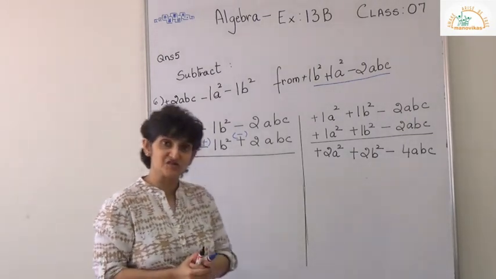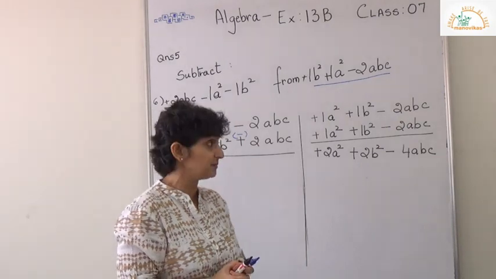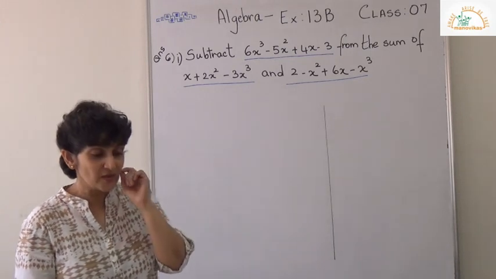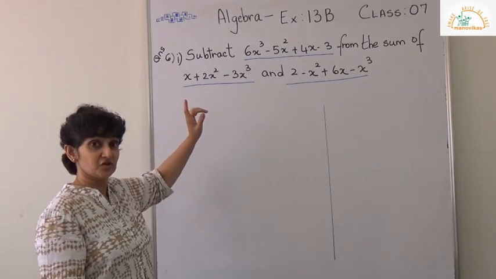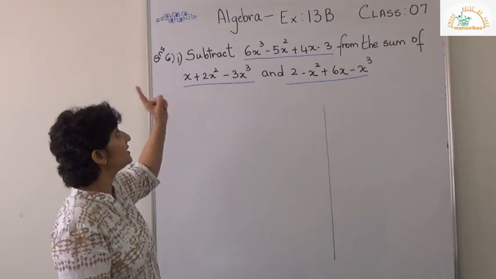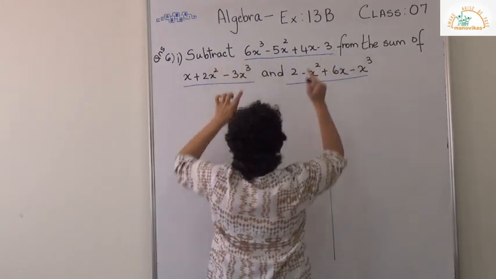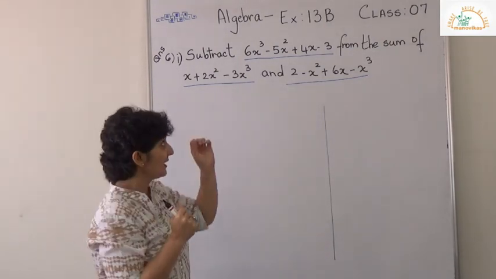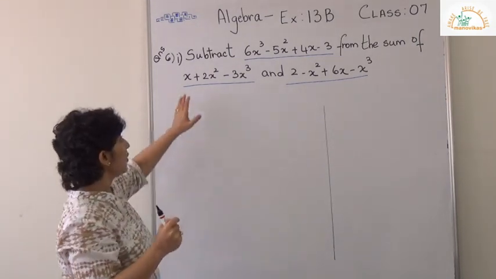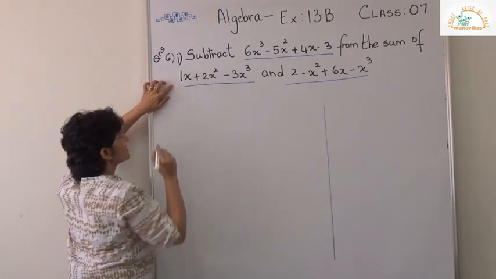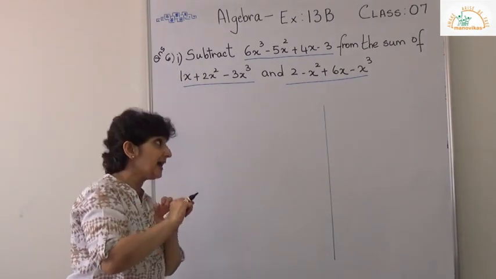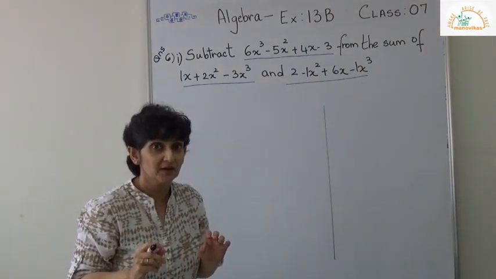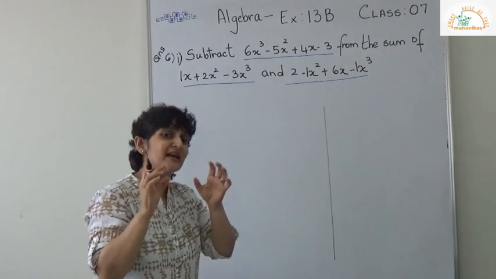I'm sure you have understood question 5. If you have doubts, you can always ask me. Let's move on to the next question. Now let's do question 6. In question 6, the first sentence is, be alert children and read it along with me. Subtract. This full thing is one expression. Subtract 6x cubed minus 5x squared plus 4x minus 3 from the sum of x plus 2x squared minus 3x cubed and 2 minus x squared plus 6x minus x cubed. Now let's put it in numbers and see.